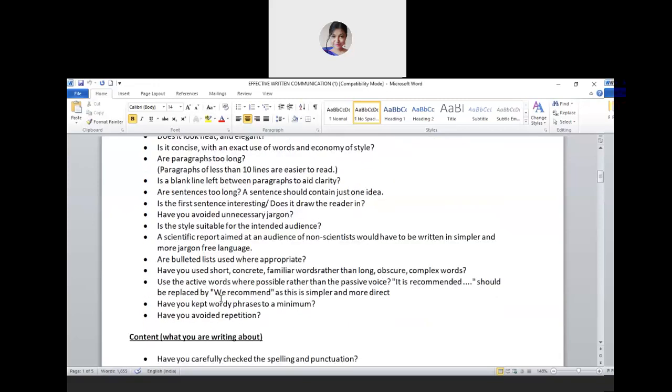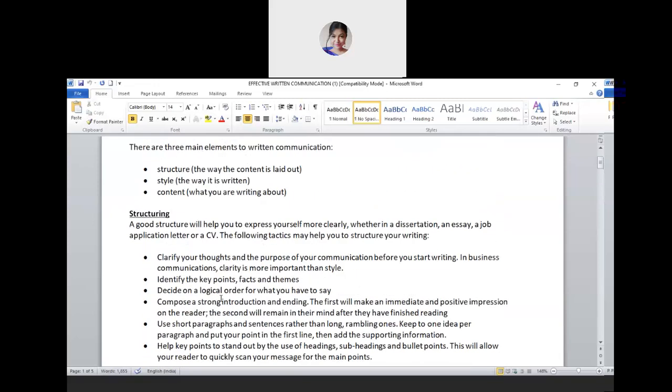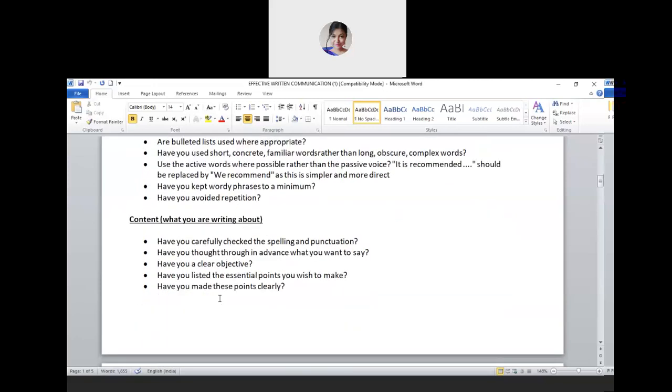Then the last element is the content, what you are writing about. So you have to write it correctly. Whenever you write, you have to be correct. You have to be grammatically correct. You cannot make any mistake. When you have a conversation with someone orally, people do not notice your mistakes. Generally, people would not notice too many mistakes.